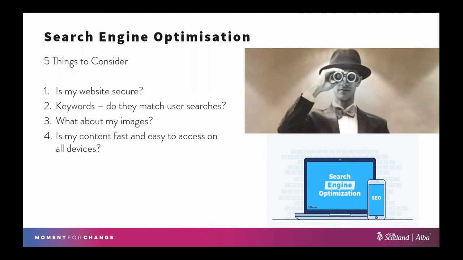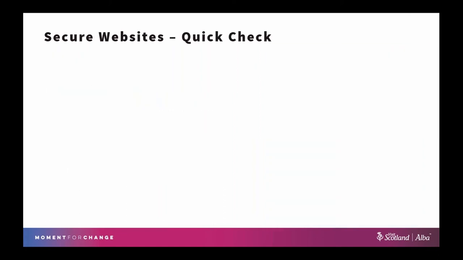Here are a few simple things that we're going to look at today that are hopefully not overly technical: website security, the terms that people are searching for, images, and devices as well. And we've already covered Google My Business. So the first thing to check on your website, and some of you may have seen this slide before, I've mentioned it on quite a few webinars over the past few months.